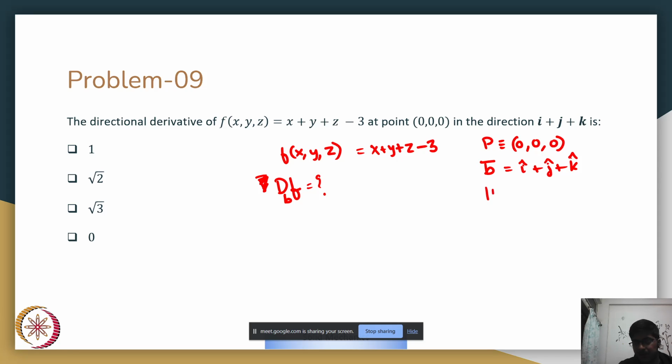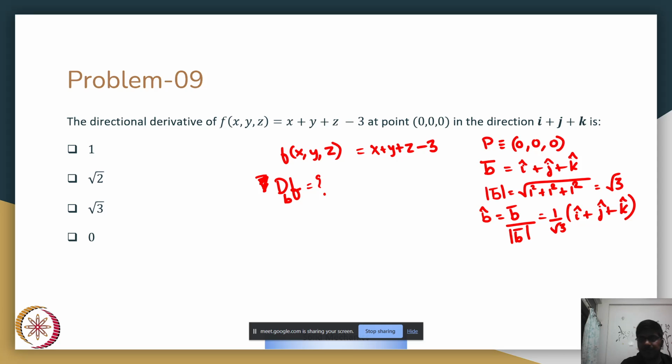Straight away, we can see that the magnitude of b, which is 1 square plus 1 square plus 1 square, which is root 3, is not 1. So we reduce b to a unit vector, which is nothing but 1 by root 3 times i hat plus j hat plus k hat.